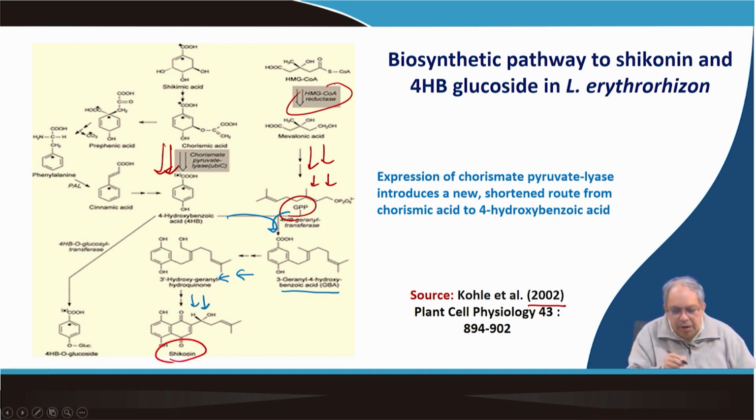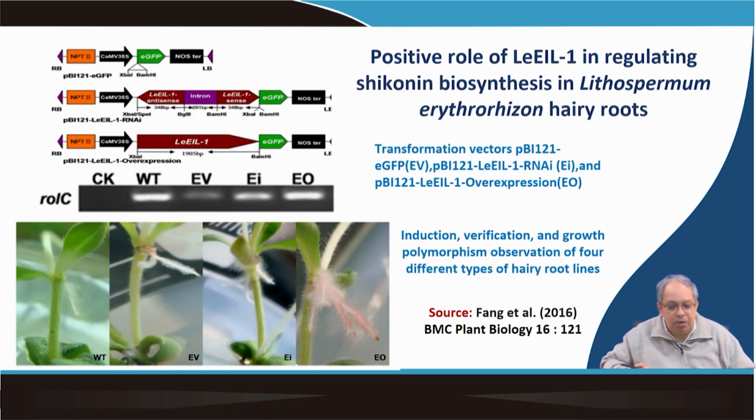So, again the shikonin increase was marginal, although the 3-geranyl 4-hydroxybenzoic acid is produced in substantial amount, but the final product formation was not that much. But the metabolic engineering attempts, the design strategies that they have adopted, scientifically that was very well designed. However, scientists could not see the expected result, because a more complex regulation exists in the downstream process.